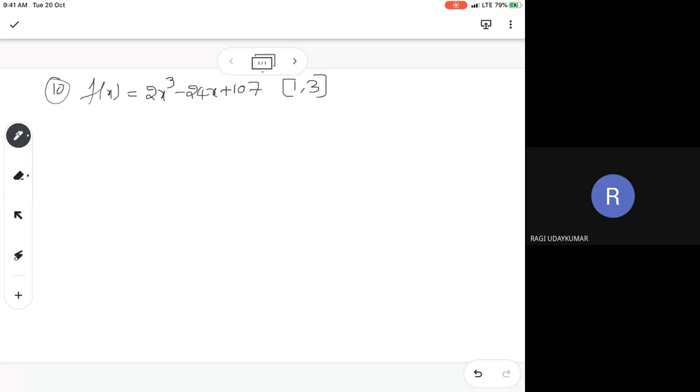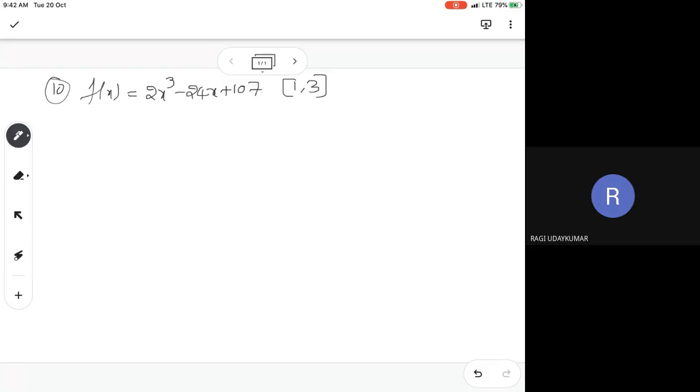So how do we find out the maximum value? Can anyone give the reply? First, what we have to do? Anyone? Normally, to find out the maximum value, what do we have to do?